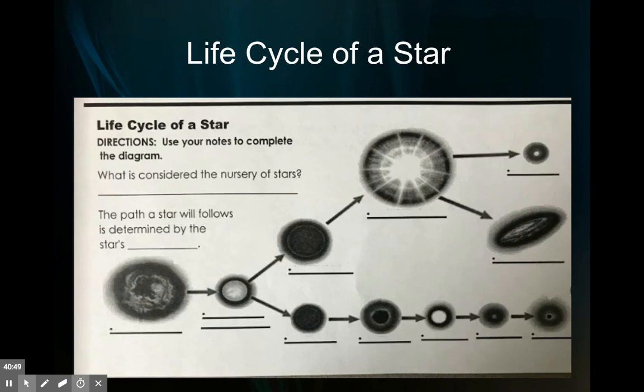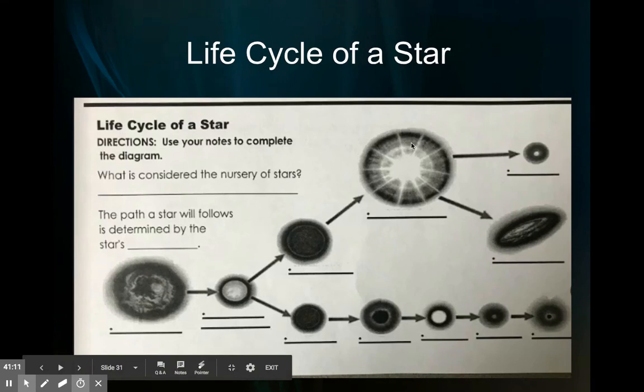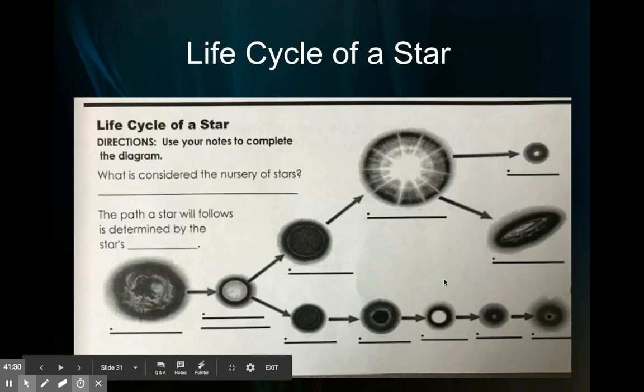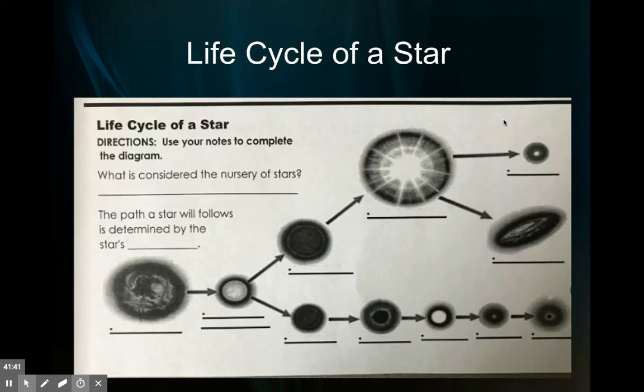All right, life cycle of a star. So go ahead on the back of your study buddy. You should see this image, and this is what we're going to start filling in today. These images are going to correlate to the different steps of the life cycle of a star. All right, so use your notes to complete the diagram. I'm going to do it with you on the board right now. And then these two questions I'm going to answer in this segment as well. So we're going to go from the beginning all the way to the end. And I'm going to explain how you have these two different pathways. All right, let's go ahead and get moving.